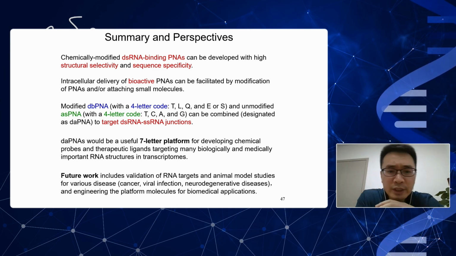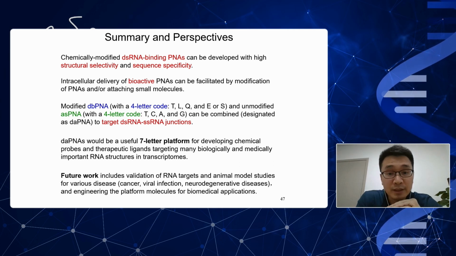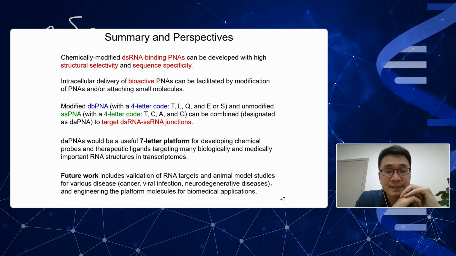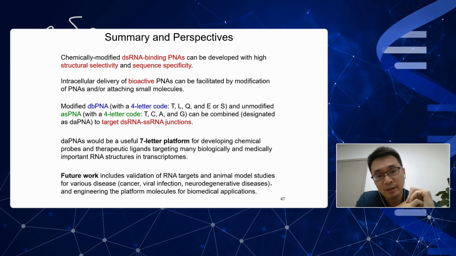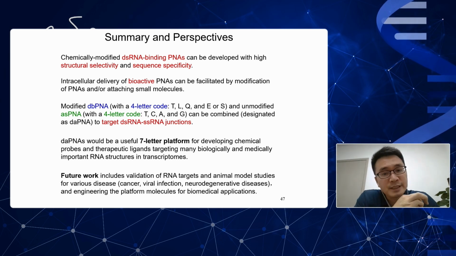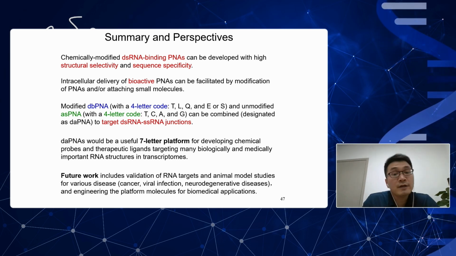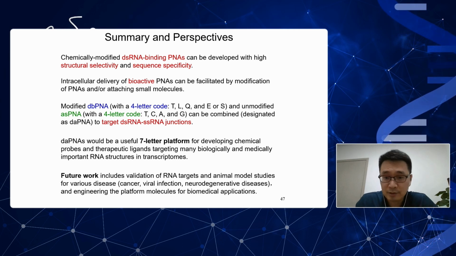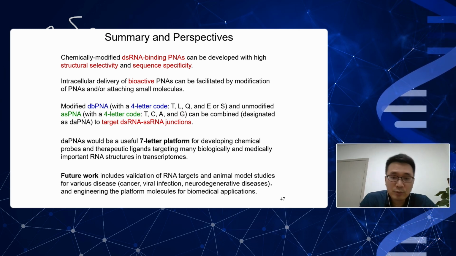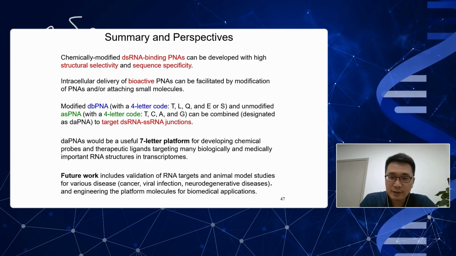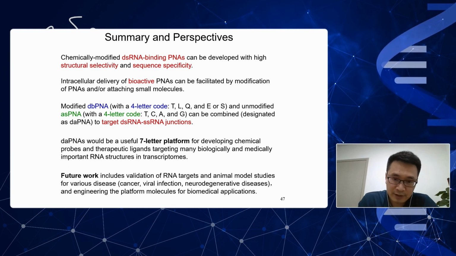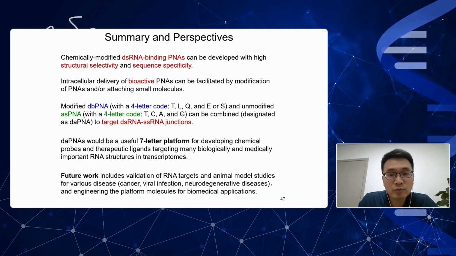And in the end, if we combine these 4 letters of dbPNA with another 4 letters of antisense PNA, we can get a total of 7 letters for this so-called DAPNA. Although I didn't show a lot of data for the DAPNA scaffold, eventually we believe that we can use this DAPNA, this 7-letter platform, to target many virus and cellular RNA molecules. In the future we hope to collaborate with you guys and also QZ lab, to demonstrate the activity in animal models and to demonstrate the real target is the one we want to target.